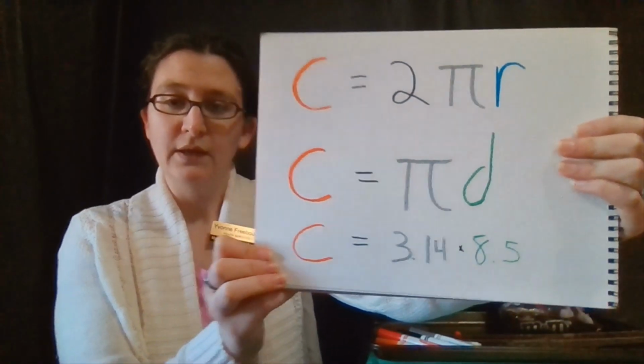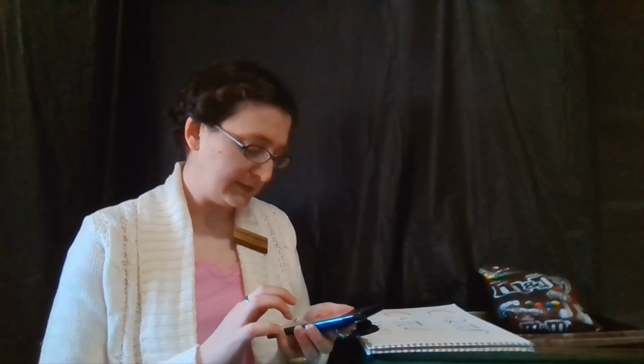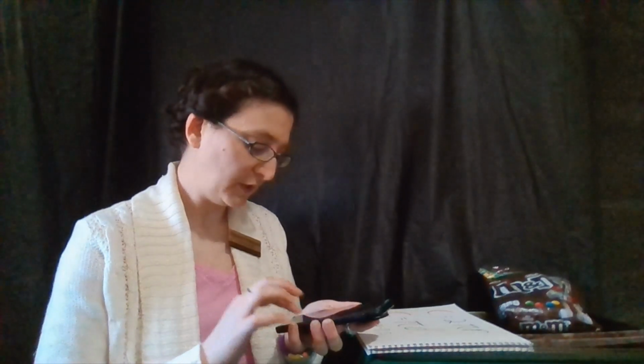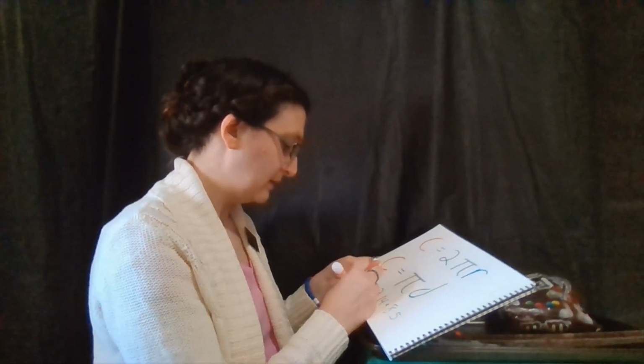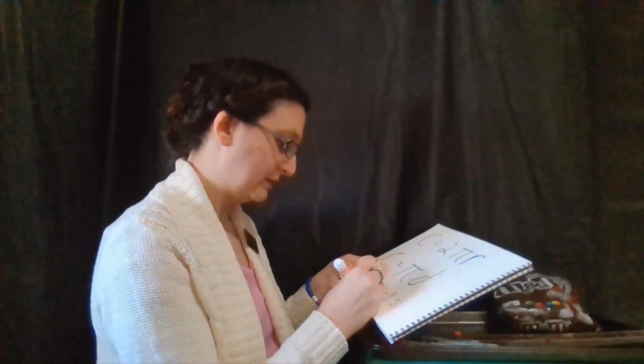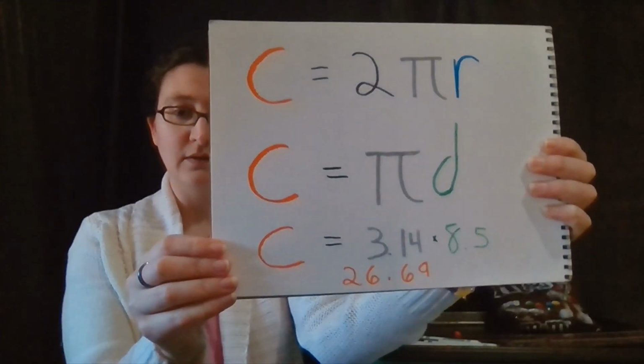All right, here we go. And whereas we could work that out, we could also use our calculator. So let's see. 3.14 times 8.5 is going to be 26.69. Okay.